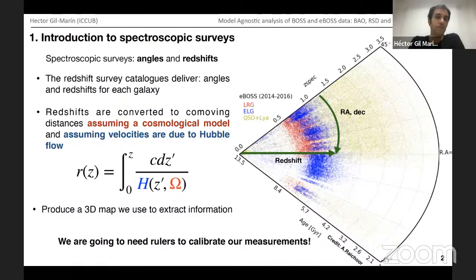When I talk about galaxies, I will focus essentially on spectroscopic surveys. I will not talk about photometric surveys, which are another source of information. In spectroscopic surveys, what we are measuring are essentially two things: angles and redshifts. In order to make a three-dimensional map out of these angles and redshifts, we need to convert redshift into comoving distances. To do this, there are essentially two assumptions. We need to assume a certain cosmological model, and we need to assume that the velocities are due to the Hubble flow. So the redshifts we are observing are essentially velocities due to the Hubble flow. And we will see how these two assumptions may not be exactly true and how we can account for that when we extract information.